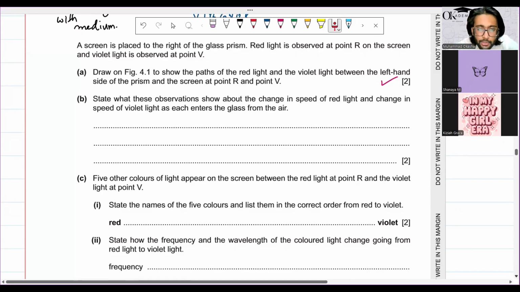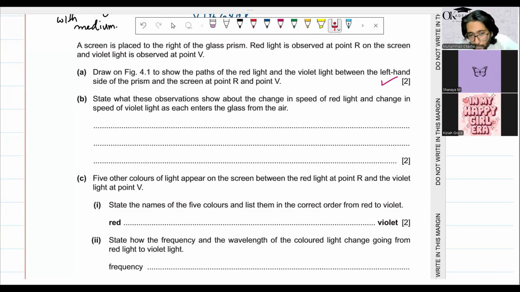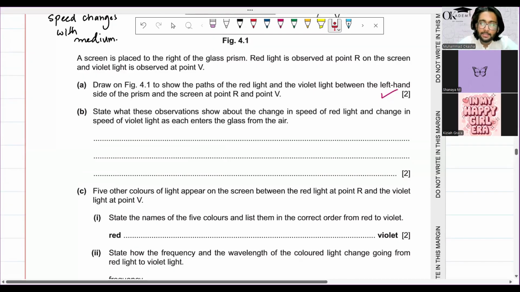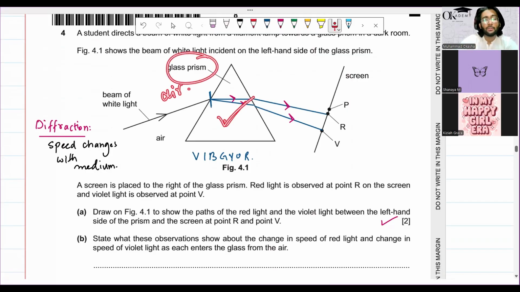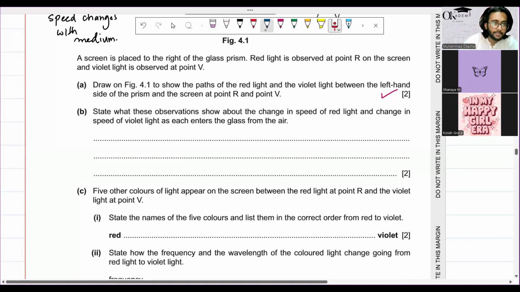We're supposed to find out about the change in speed. First of all, both of them travel slowly because glass is the denser medium. You agree with that? We have air outside, which is far lighter than the glass. So light is in fact entering the denser medium. What happens when light enters a denser medium? It slows down. Whether it's blue light or red light, it will slow down.